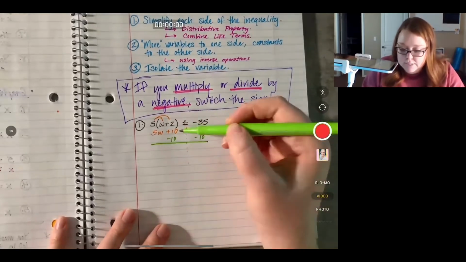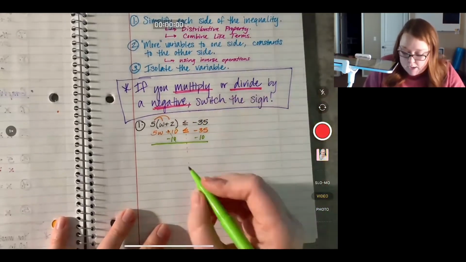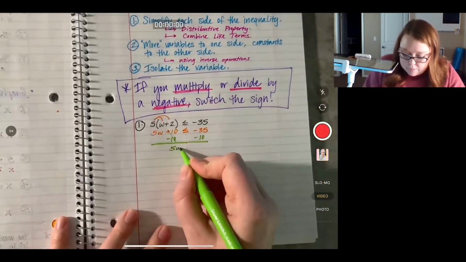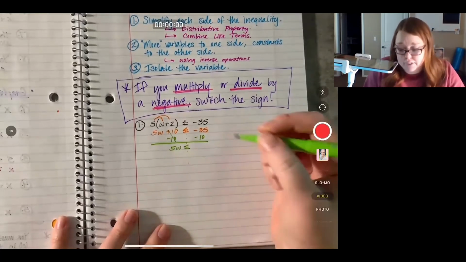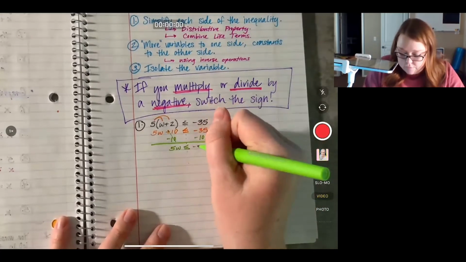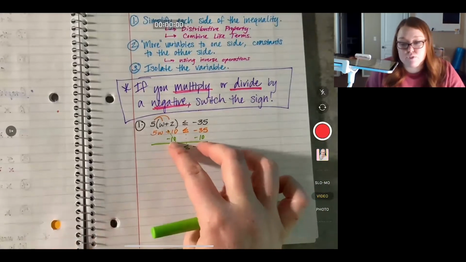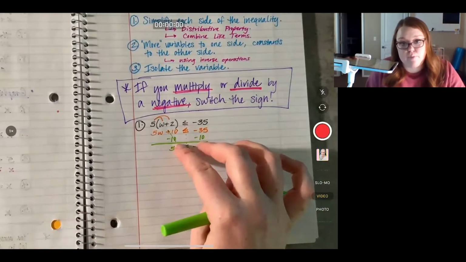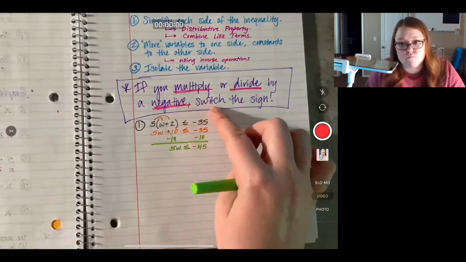10 minus 10, what happens there? Cancels. I'm left with positive 5w is less than or equal to something. You use a calculator real quick. Negative 35 minus 10 is negative 45. Now, you subtracted 10, which you can think of as adding a negative, but if you add a negative, does the sign switch? No.